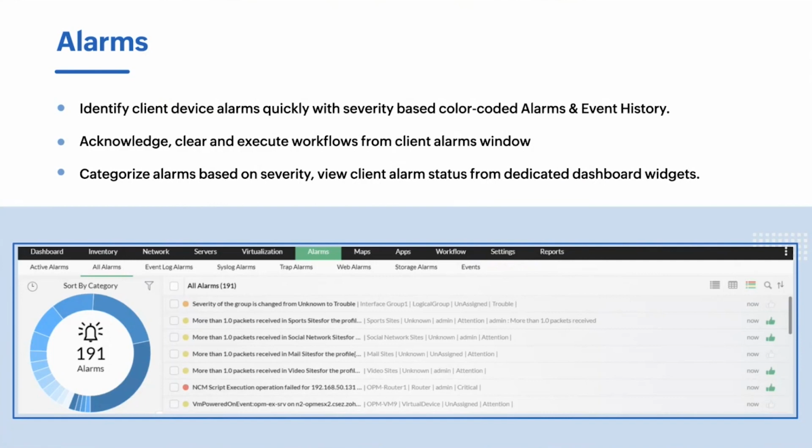With OpManager MSP, you can easily identify client device alarms quickly with severity-based color-coded alarms and event history. The color codes are clear in green, attention in yellow, and followed by trouble as orange and critical as red. You can acknowledge, clear, and execute workflows with the client alarms window. You can also categorize alarms based on severity and view client alarm status from dedicated dashboard widgets.